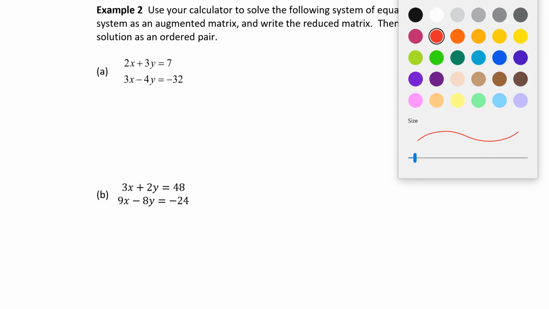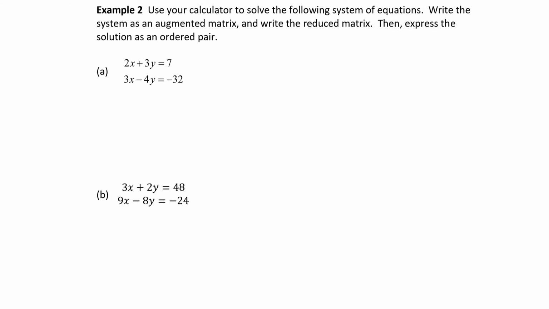So let's practice solving a system using our calculator. The first step is to rewrite the system as an augmented matrix. So we're going to rewrite row 1, picking up coefficients, as 2, 3, and then our vertical bar and the constant is 7. Row 2 has coefficients 3, -4, and -32. That's our augmented matrix.